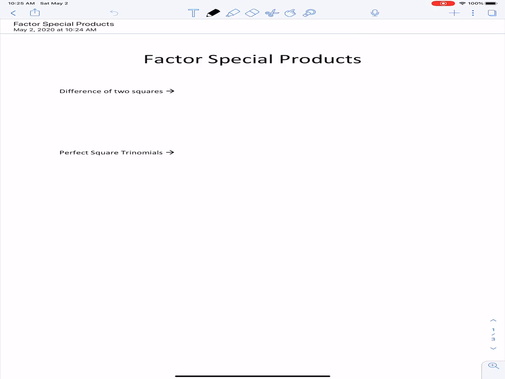Good day, all. Today we are going to talk about factoring special products. If you remember from one of our earlier videos, we talked about several special products. The very first one we talked about was the difference of two squares, and that's where you had a squared plus b squared with no center term. So whenever you see a squared minus b squared, you know that this can be factored to a plus b times a minus b.